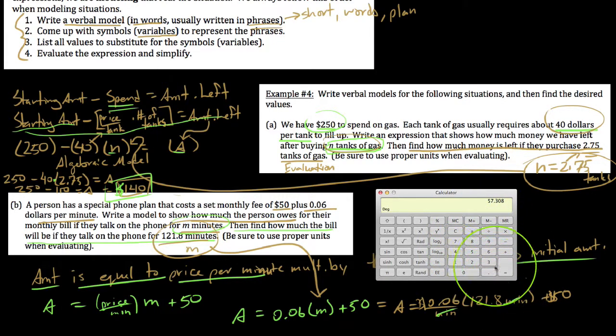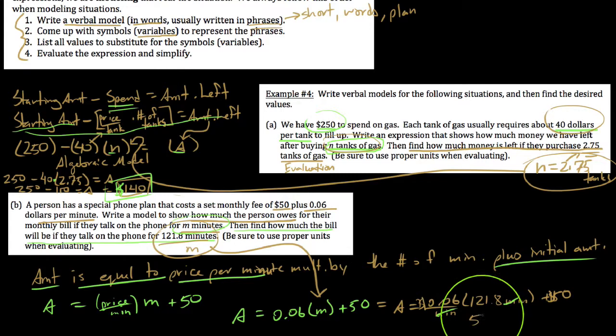So the bill would be 57.308. So we say 57.308, and this was in dollars. So that's how we write and evaluate verbal models.